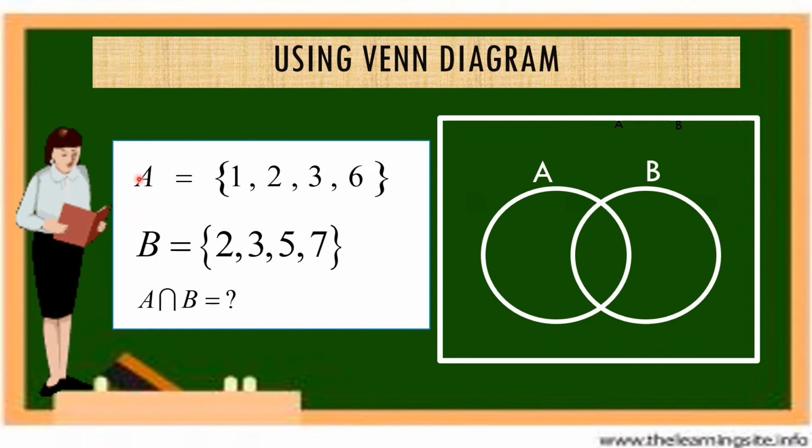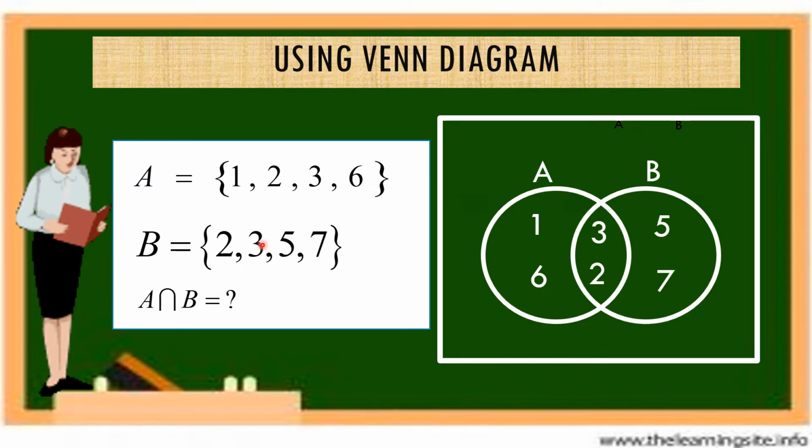So we have our given using a Venn diagram. We have set A and set B, and we need to find A intersection B. So what are the elements common to both set A and set B? We have 3 and 2. What are the remaining elements for set A if we have already 2 and 3? So we have 1 and 6. How about for set B? We have 5 and 7.